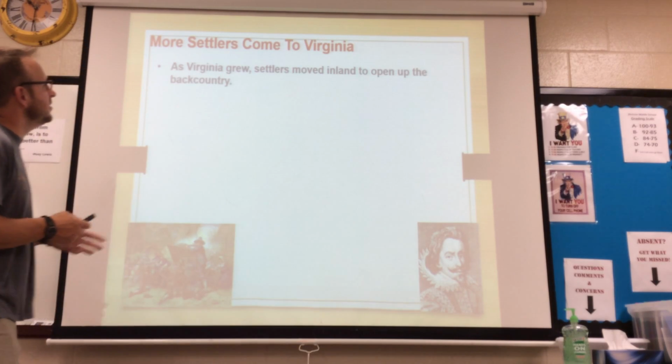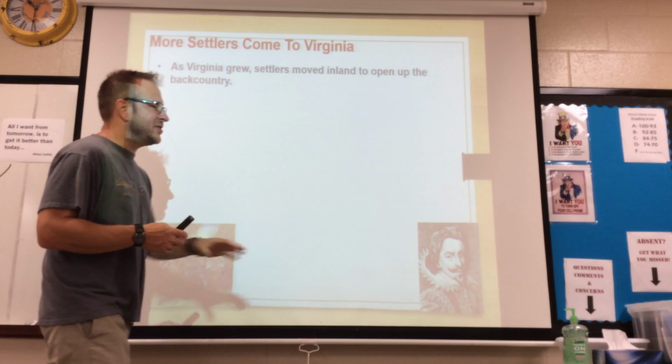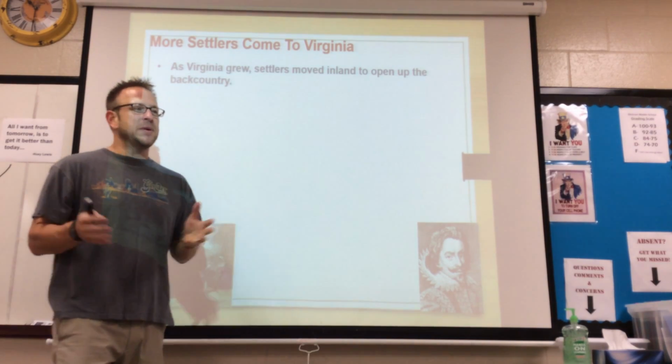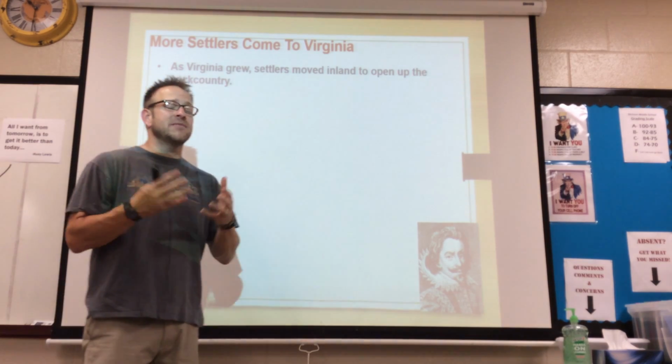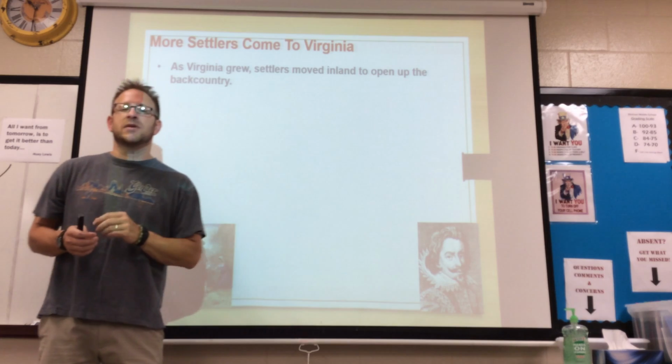Now, as Virginia grew, settlers started to move inland to open up the backcountry. I showed you the map earlier where Jamestown was. They started spreading out. More people coming in and getting head rights, the dream of getting more land. They wanted to expand and explore and see what else they could find.